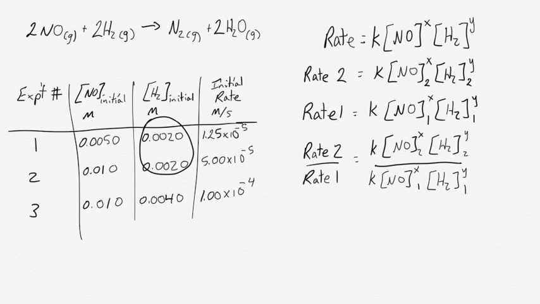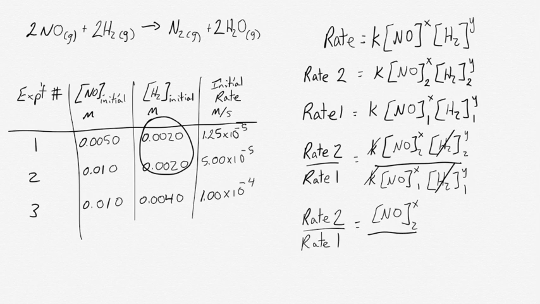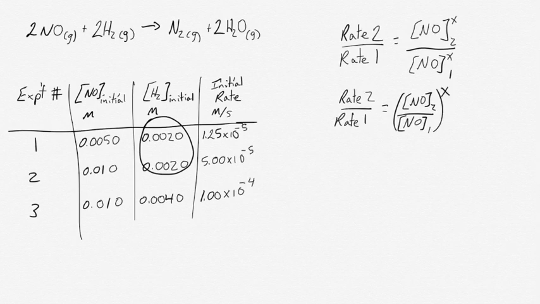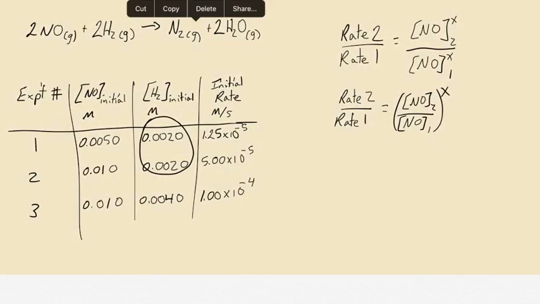We know that the H2 concentrations are the same. The order y is going to be the same for both experiments, so that term will cancel. K is a constant. It should be the same for both experiments. K cancels. Now we have something that looks much easier to solve. We can actually simplify this a bit further. And now we can plug some values in.